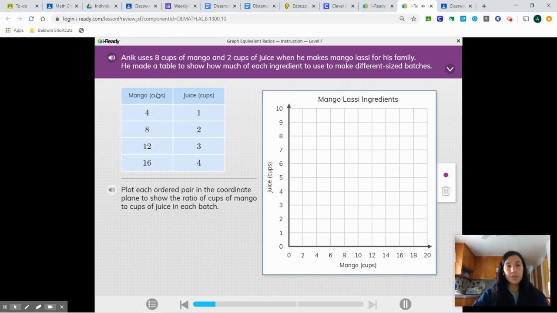in each batch. So again, we have our X and our Y. We know that this unit rate, if we did Y divided by X, would be a fraction, 1/4, or the decimal 0.25. We're going to plot our points on our graph the same way we would. So 4 mango cups to 1 juice. We're going to go 8, 2, 12, 3, and 16, 4. Nice.